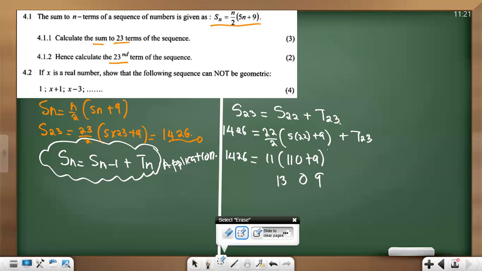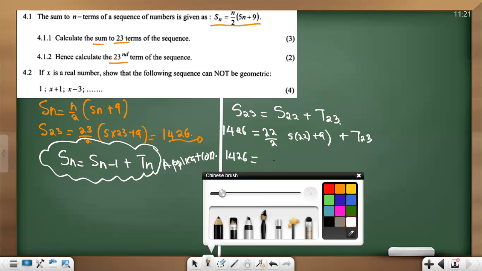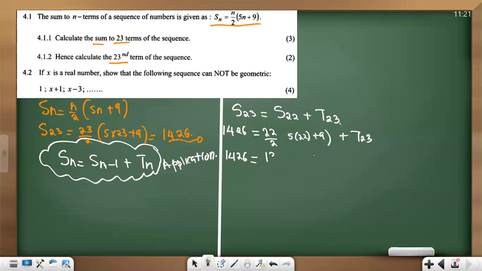You can pause the video and confirm, but for the sake of time, I'm just going to use my crazy maths. That will be 1309 plus T23. You can get T23 easily. T23 will be 1426 minus 1309, and that will be 117. Okay, done. You are done.